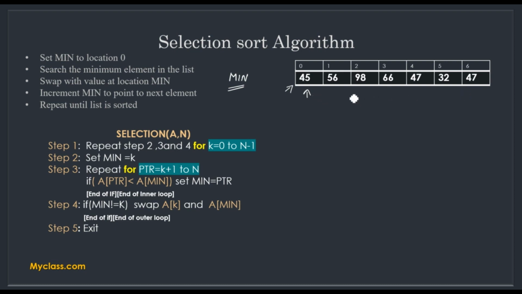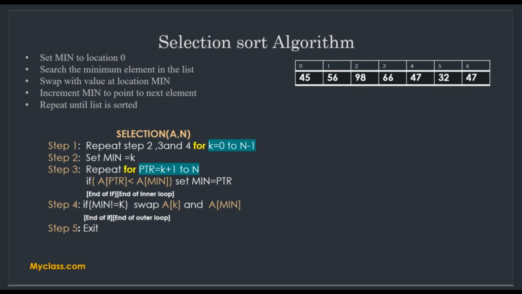We search all the elements, find the actual smallest element in the list, and swap it with our 0th index value. Then we increment to the next pointer and repeat the same steps. We repeat all these steps until our list is sorted.